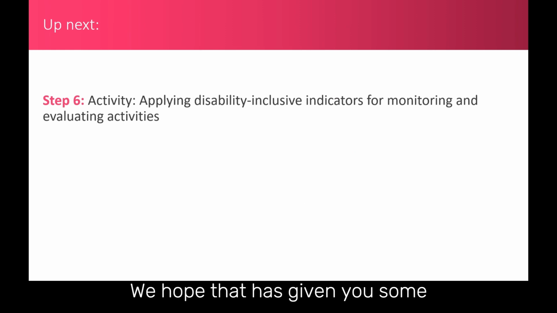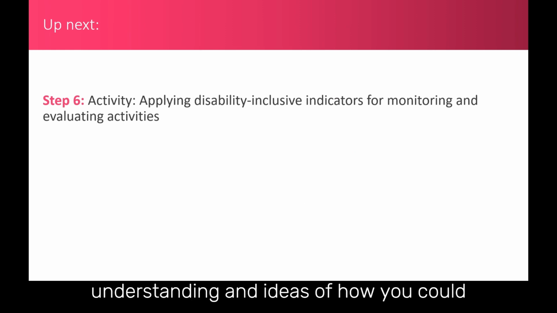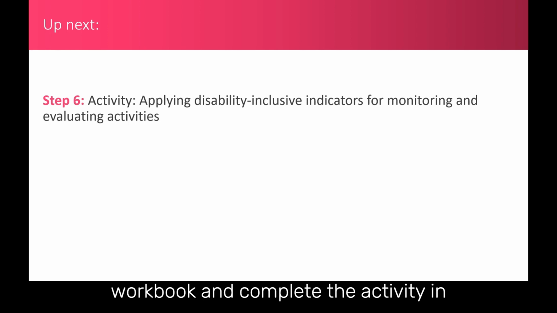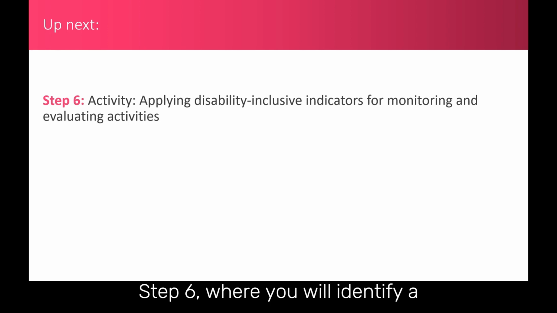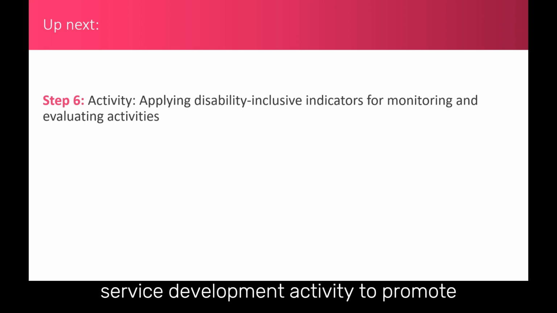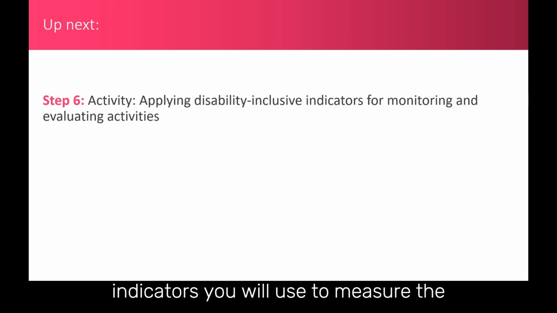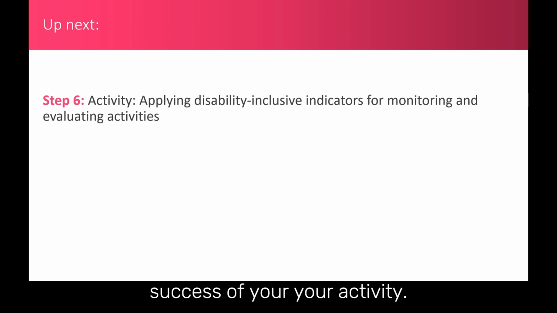We hope that has given you some understanding and ideas of how you could use disability data in your health service. Now please return to the workbook and complete the activity in step 6, where you will identify a service development activity to promote disability inclusive practices and identify the disability inclusive indicators you will use to measure the success of your activity.